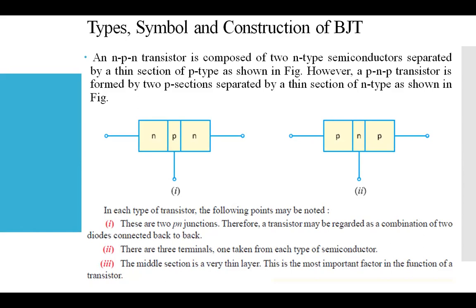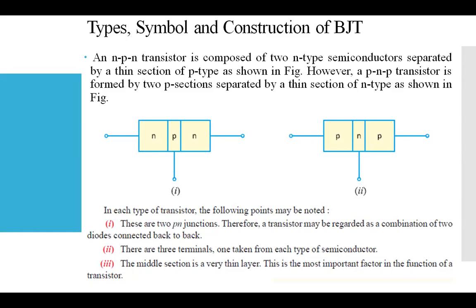There are some points you have to remember about this construction. The first point is that there are two PN junctions, as I already mentioned, and the transistor may be regarded as a combination of two diodes connected back to back. So we are using the PN junction diode, right? You use two PN junction diodes to form the NPN or PNP transistors, which will be identified based on your circuit connections electrically.